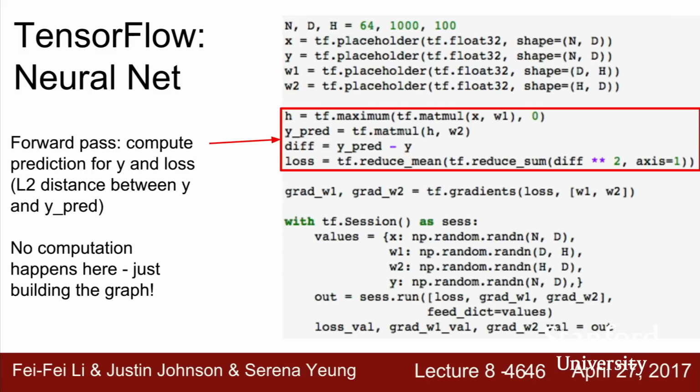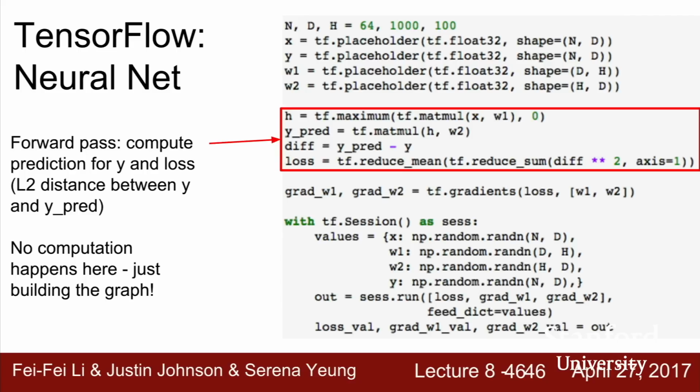Then we're going to use those input slots, which are now like symbolic variables, and perform different TensorFlow operations on them in order to set up what computation we want to run on those variables. In this case, we're doing a matrix multiplication between x and w1. We're doing tf.maximum to do a ReLU nonlinearity, and then another matrix multiplication to compute our output predictions. And then we're again using basic tensor operations to compute our Euclidean distance, our L2 loss, between our prediction and the target y.